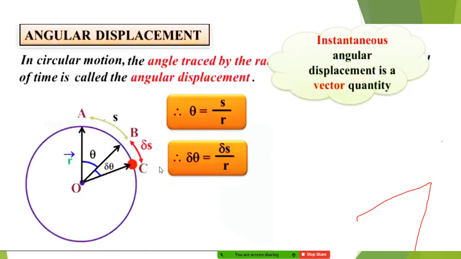Both are vector quantities. Why do we represent it as a vector quantity? Because it represents the position. See, how is the object traveling, in clockwise direction or anti-clockwise direction? Common sense, we will see they are performing clockwise direction right now. So that is why we call this a vector quantity. Okay.